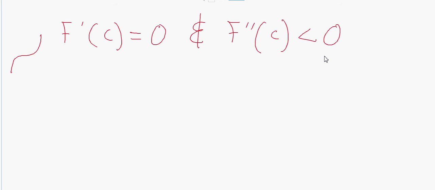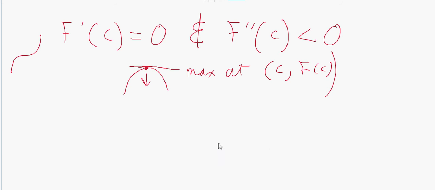Well, if f double prime is less than 0, think back to what that means. F double prime negative means the function's concave down. So if f prime is 0 and f double prime is negative, that means this function at that point must look like that. It must be flat. That's because the first derivative is 0. Concave down. Well, what is that? That is a maximum. I'll answer it for you. That's a maximum. And that's exactly what the second derivative test says. If the first derivative is 0 and the second derivative is negative, then there's a maximum at that point. Maximum at the point C, f of C.